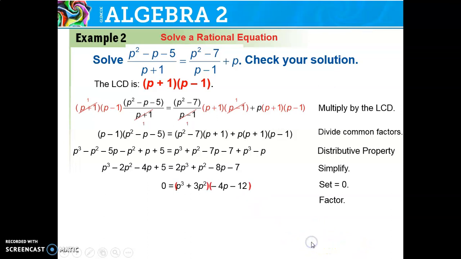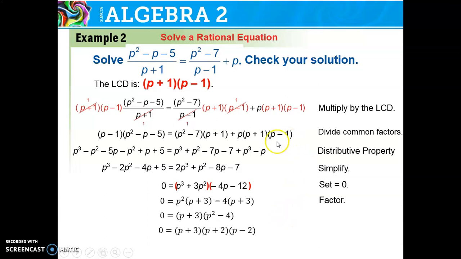By grouping. We group here, we pull out a p squared in the first group, we're left with p plus 3. We pull out a -4 in the second group, we're left with p plus 3. So this factors into p plus 3 times p squared minus 4, or p plus 3 times p plus 2 times p minus 2, meaning that p is equal to -3, -2, and +2.